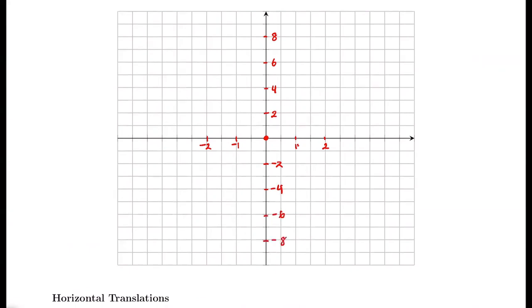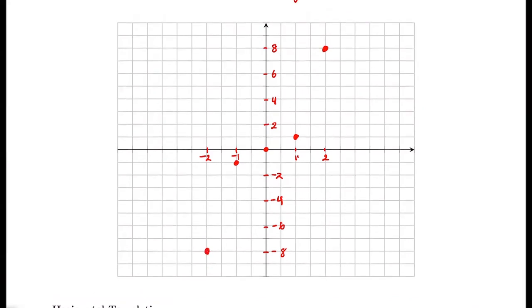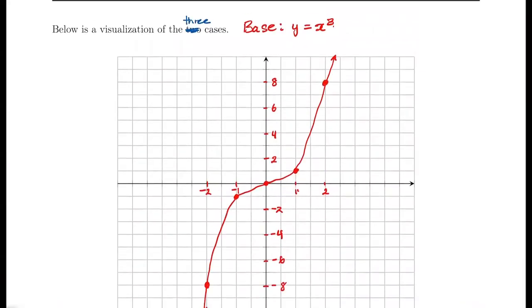All right, so we have the cubic function at the points. We're going to have (1, 1) and then (2, 8), and then we have (-1, -1) and (-2, -8). So let's connect the points. There we go. So that's our base function, y is equal to x cubed.